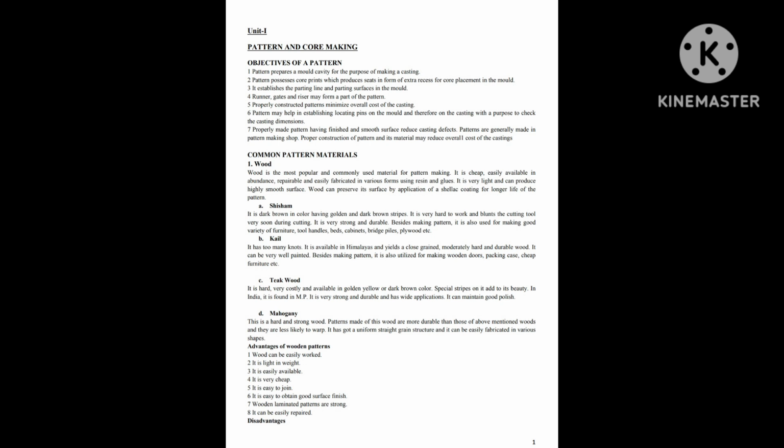D. Mahogany. This is a hard and strong wood. Patterns made of this wood are more durable than those of above-mentioned woods, and they are less likely to warp. It has got a uniform straight grain structure, and it can be easily fabricated in various shapes.